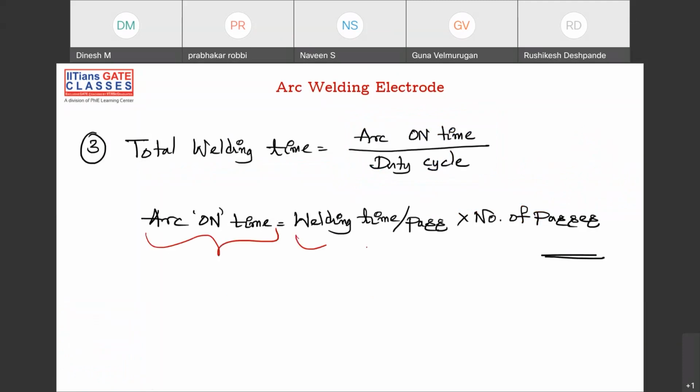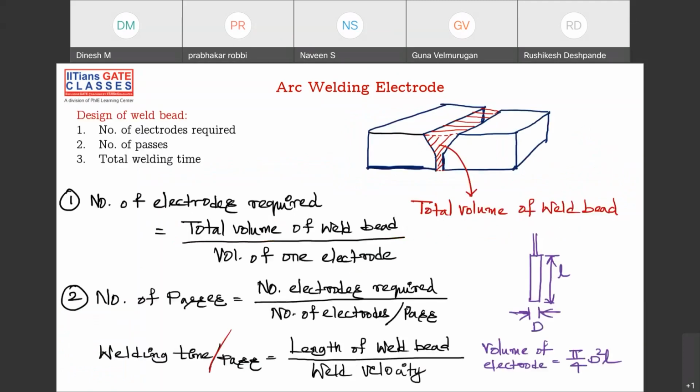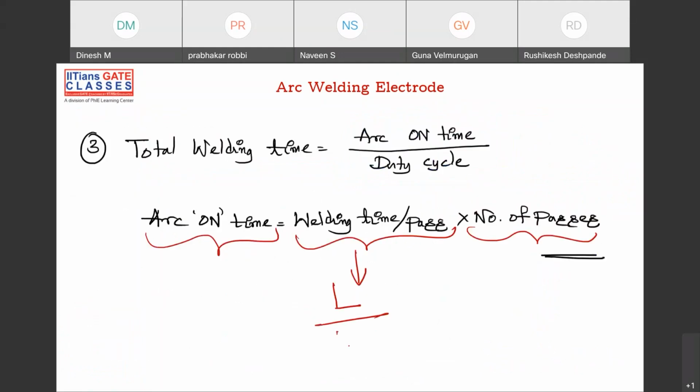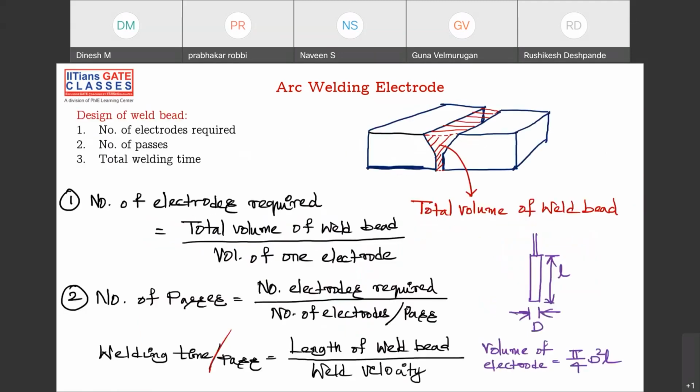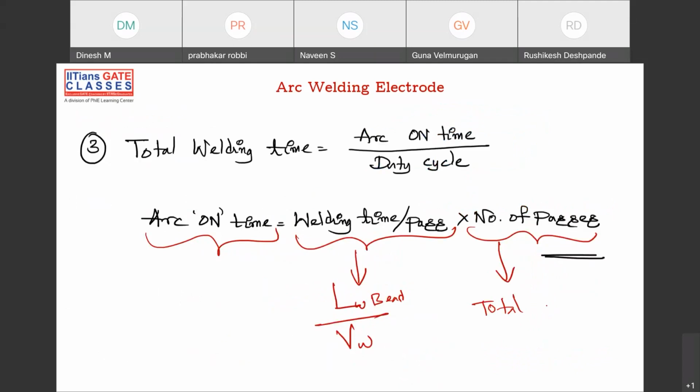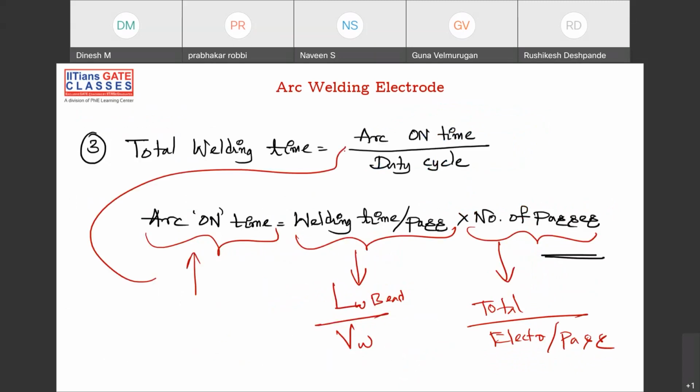And what is arc on time? How do you calculate arc on time? Welding time per pass into number of passes. Welding time per pass we have already calculated in the previous slide, right? Length of the weld bead by weld velocity. And the number of passes we have also calculated: total number of electrodes divided by the electrodes required per pass. There we can find it out. Then arc on time will come. Arc on time can be substituted here, divided by duty cycle. Then we'll get total welding time.